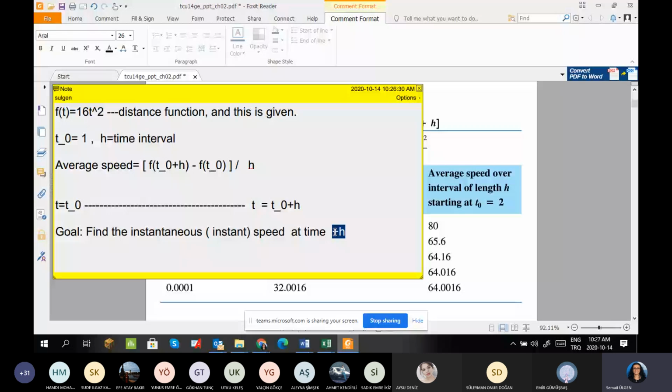Okay, we want to find the instantaneous speed at t is equal to t naught. That's the problem that we want to actually figure out in this class. And we are going to use the average speed to get to that. And the limit idea comes from here too.